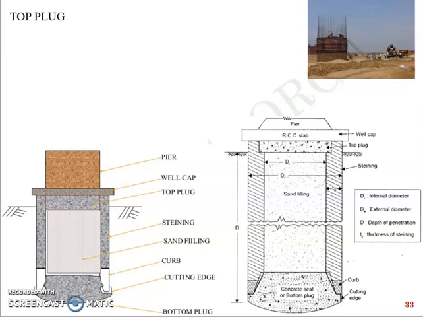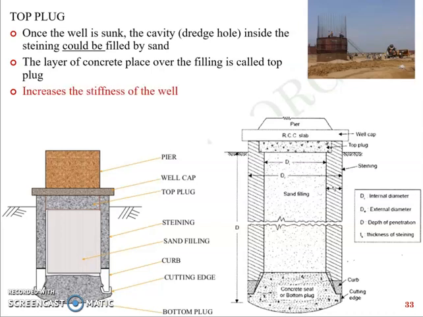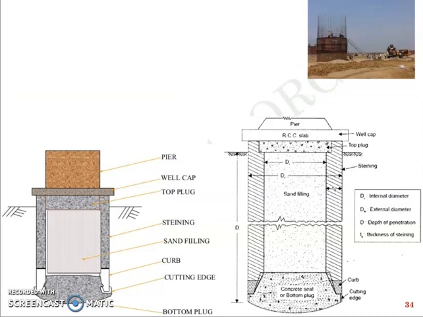Nonetheless, after the well is sunk, the cavity inside, which is nothing but a dredge hole, could be filled with sand. Like I said, it increases the rigidity and thereby the resistance against the lateral load. And the layer of concrete placed over the filling is called a top plug. It increases the stiffness of the well and helps to distribute the load from the superstructure. So that's the function of a top plug.